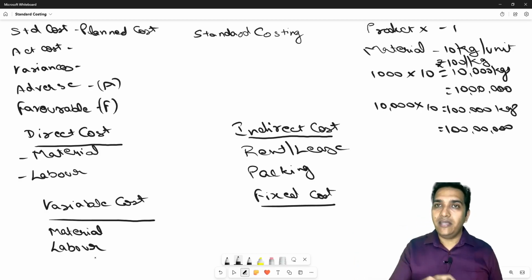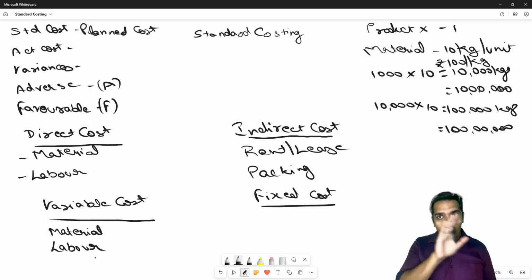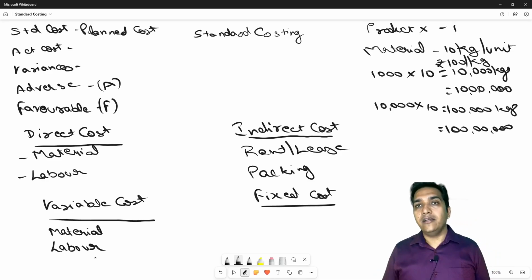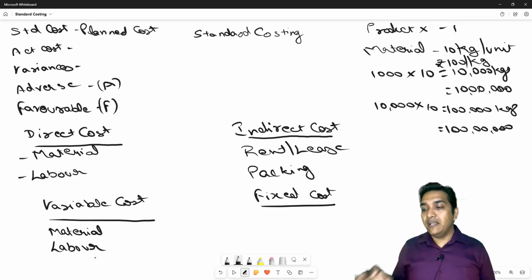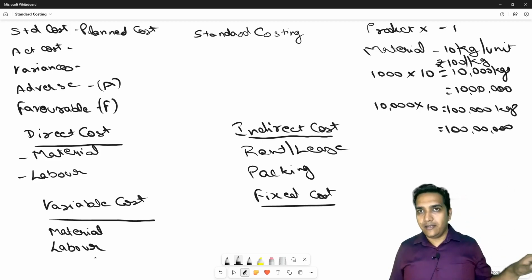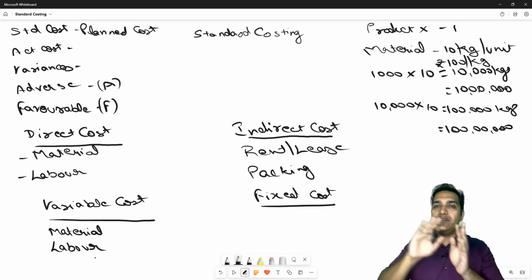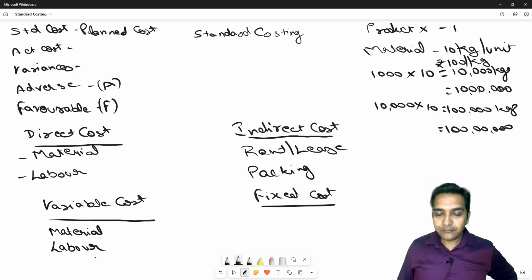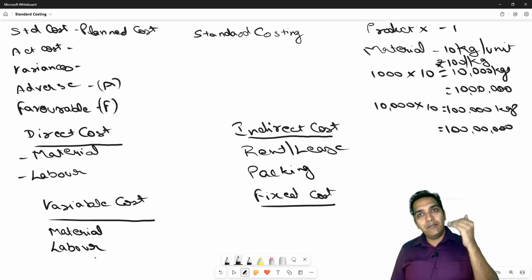Indirect can also be variable and fixed. Direct can also be variable and fixed. Do not get confused that variable and fixed are only under direct or indirect. Direct and indirect are a different set of costs. Variable and fixed are a different set of costs, right? Direct can be variable and fixed. Indirect can also be variable and fixed.